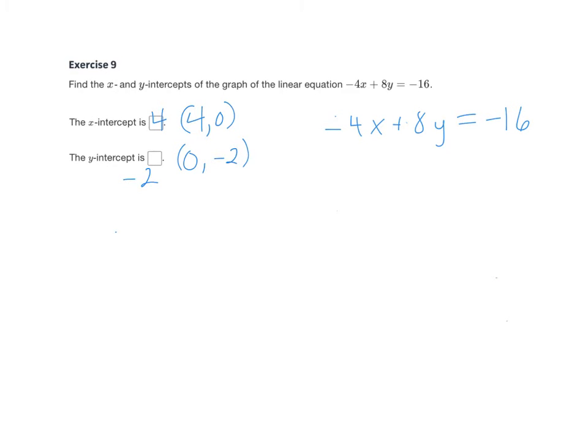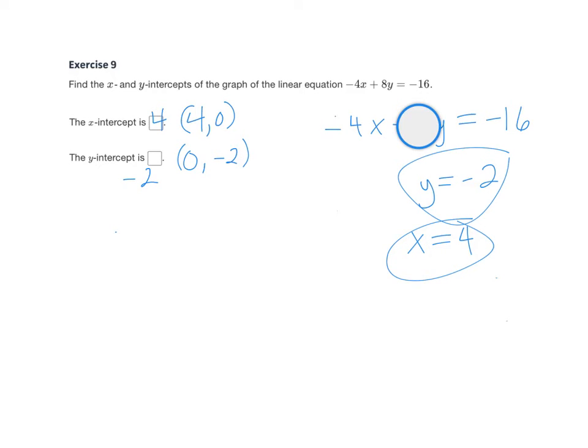Let me get a shape to cover up here. Draw a circle. So if I cover up this part, you're left with 8 times something equals negative 16. Well, that's got to be negative 2. And then if we cover up this part, negative 4 times something is equal to negative 16. Well, that's going to be positive 4. So x-intercept, y-intercept.